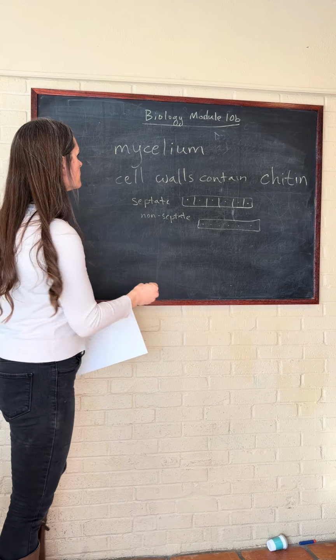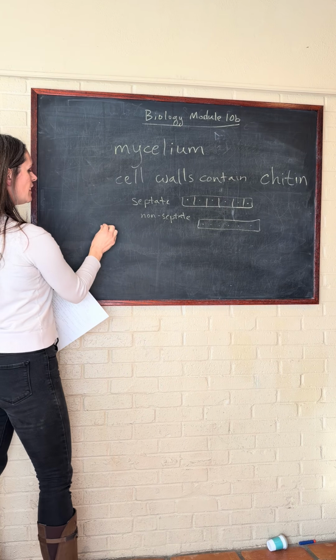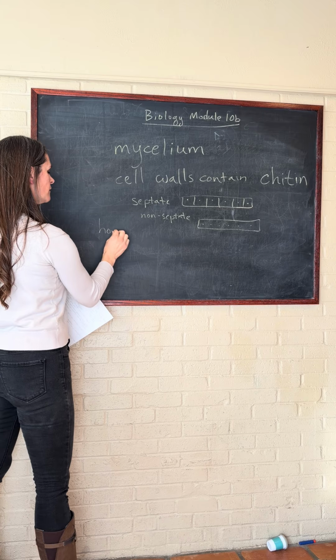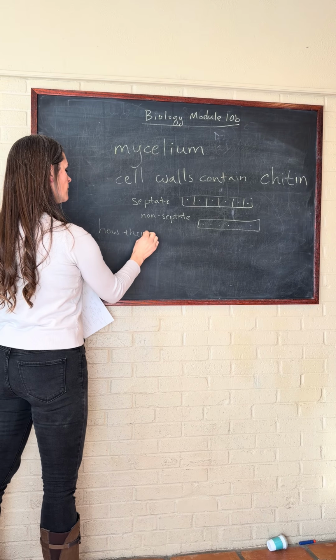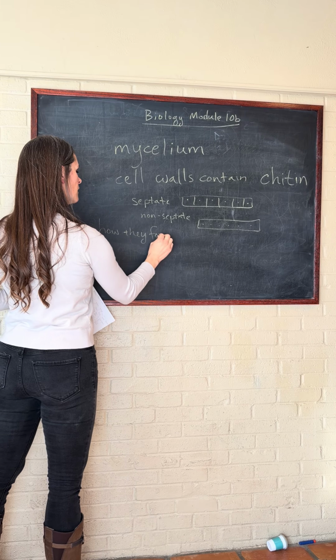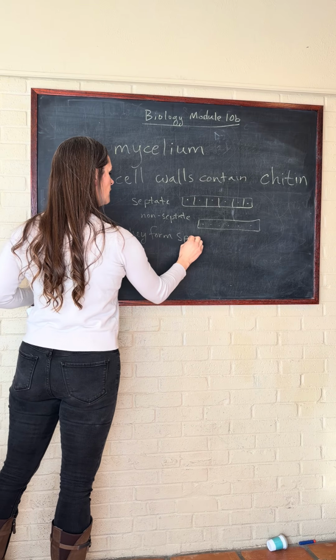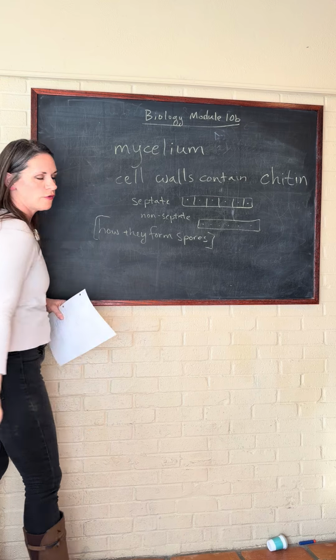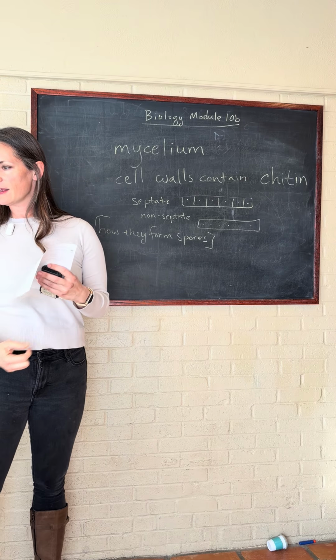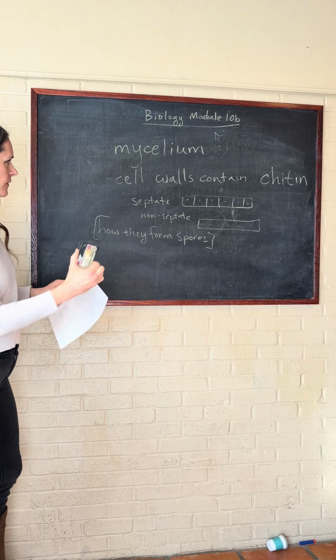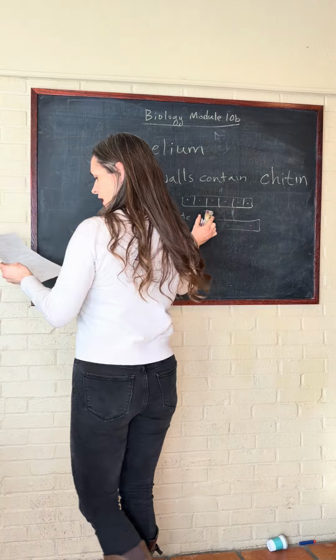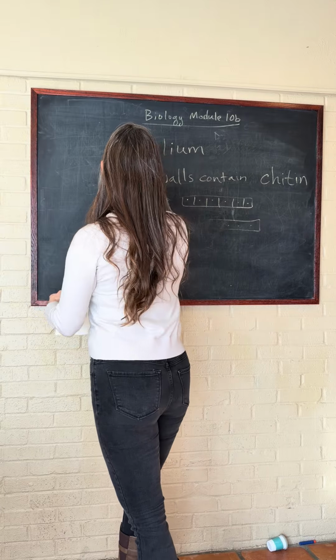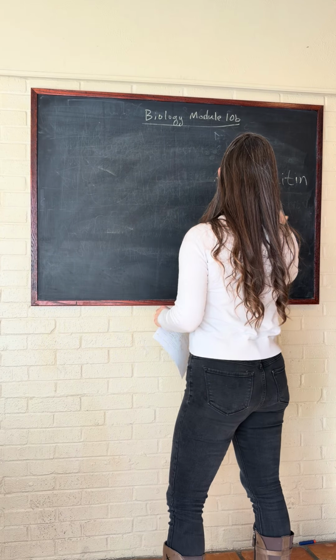Now, kingdom fungi is classified by how they form spores. So they all form spores. Everything in kingdom fungi forms spores to reproduce, but the way in which they form those spores is how we classify kingdom fungi. Okay, so we're going to go through, we've got 5 different ones that I wrote on the board in the beginning. I'll go through each one of those quickly.